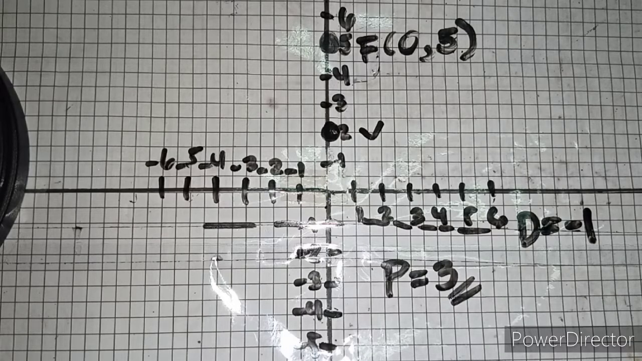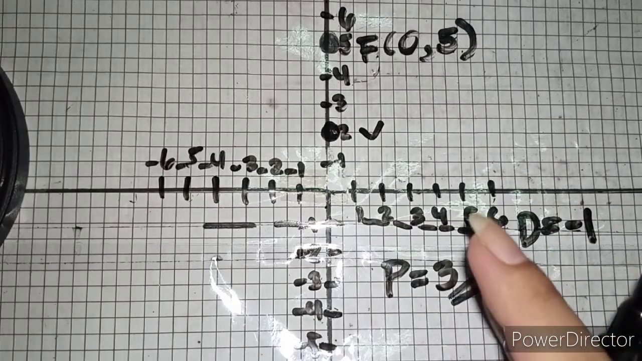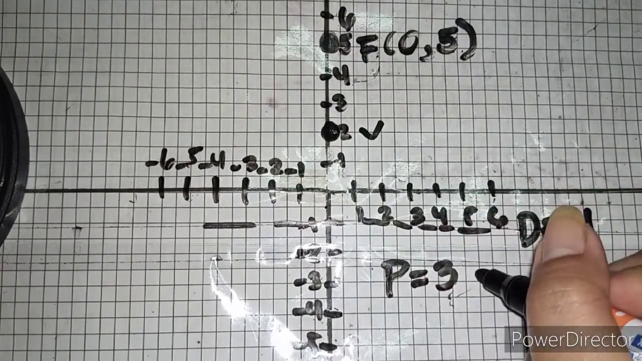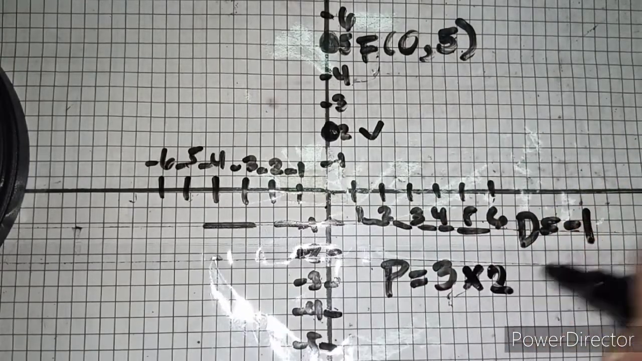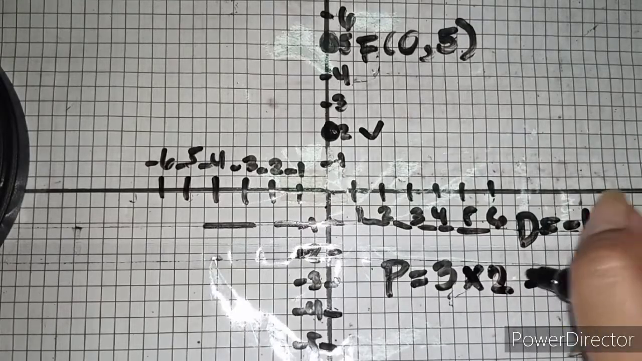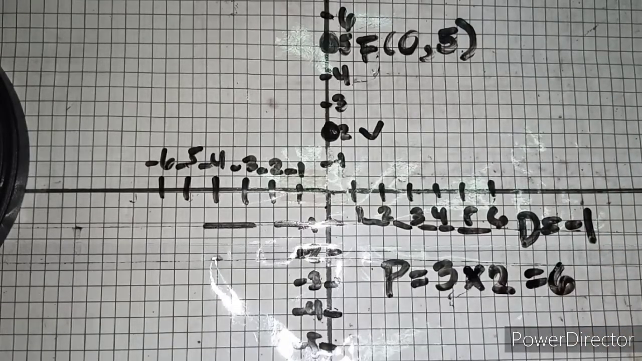How about the latus rectum? The latus rectum is twice the value of our P. When we say twice, we need to multiply the value of P by 2. So, we times 2. 3 times 2 is 6. So, 6 is what we get.